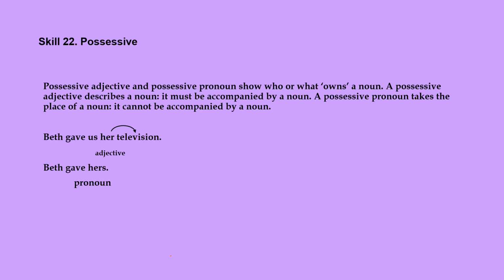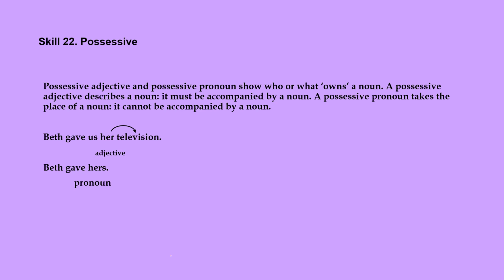A possessive pronoun takes the place of a noun. It cannot be accompanied by a noun. While for possessive pronoun, it cannot be followed by a noun. Have a look at the example. Beth gave us her television. We can find out a possessive adjective in this sentence. Her. Her modifies television. Her must be followed by a noun, that is television in this sentence. So her in this sentence is possessive adjective.